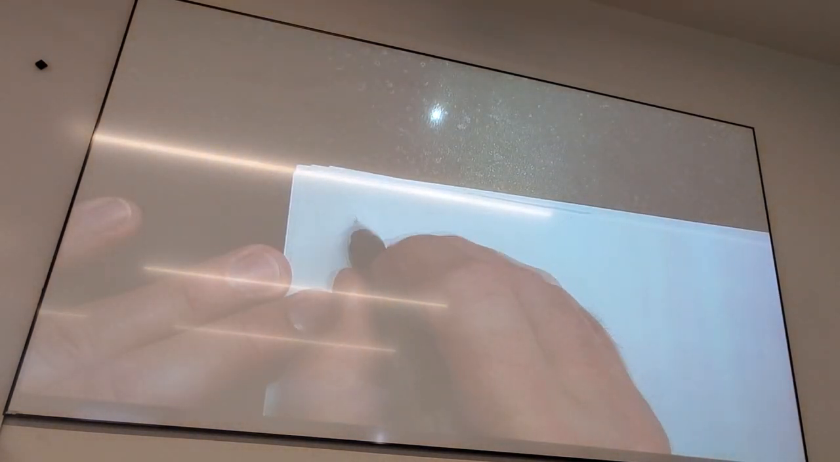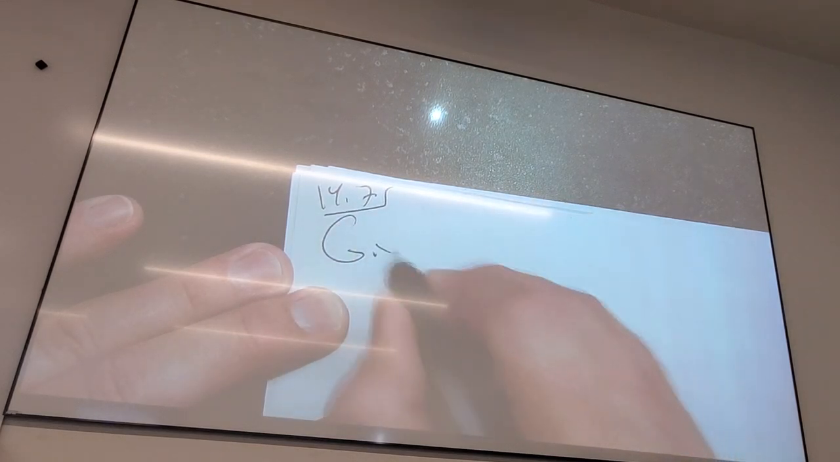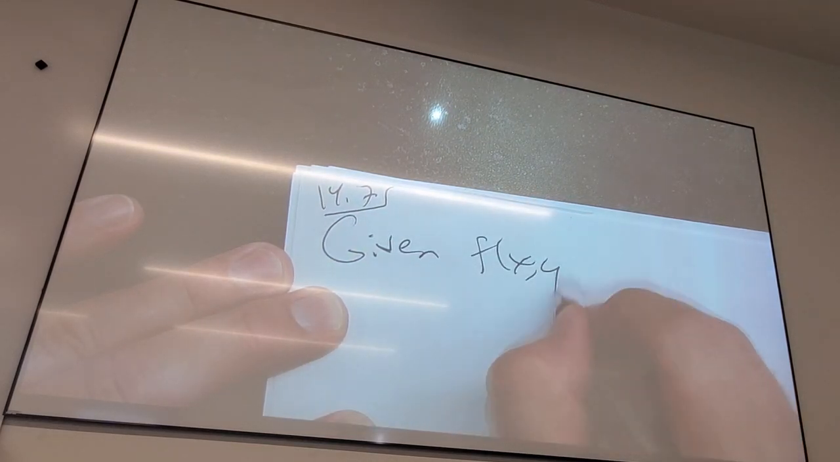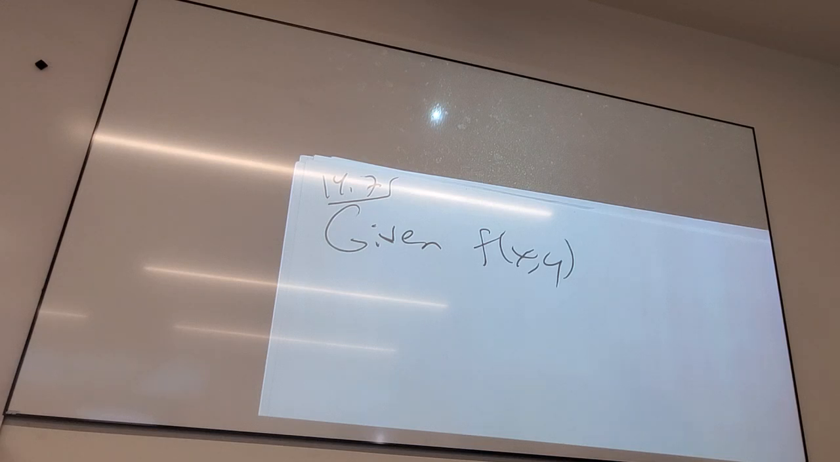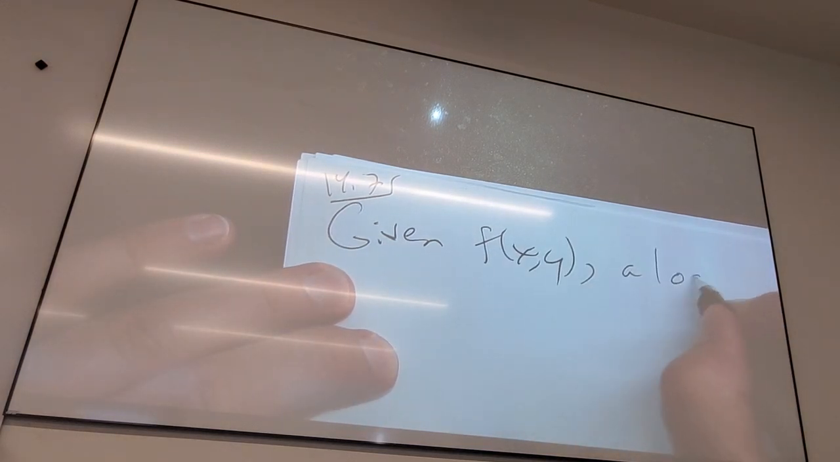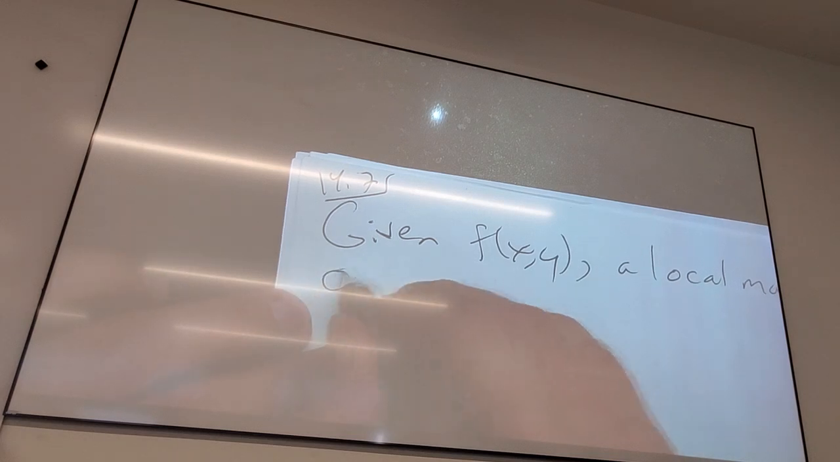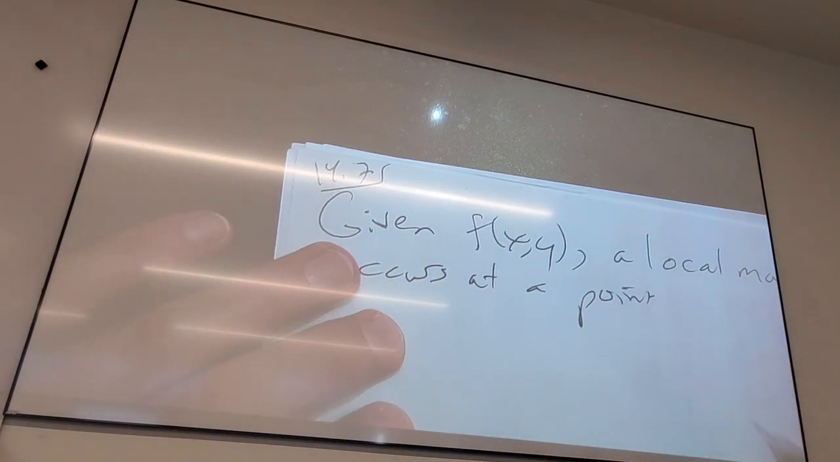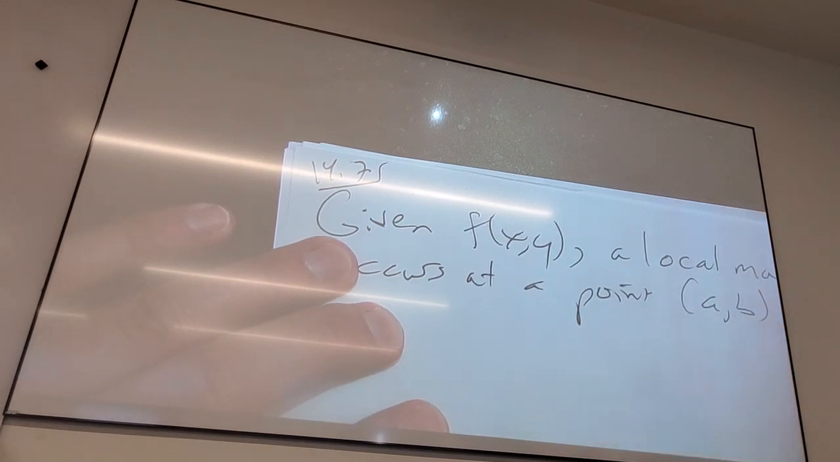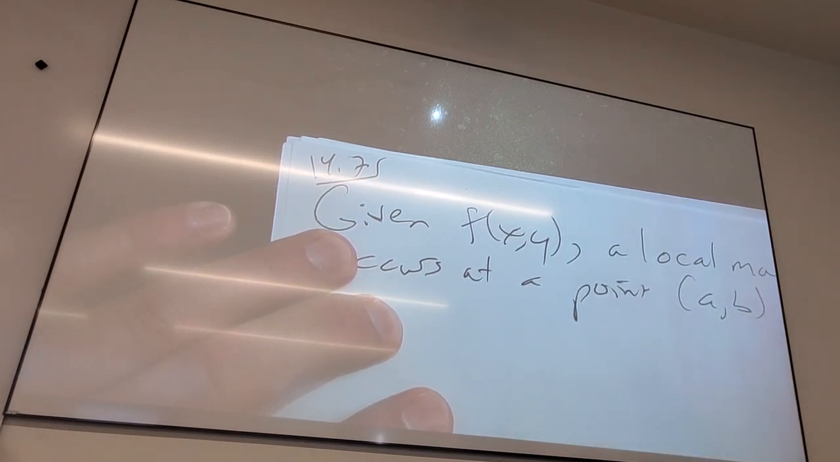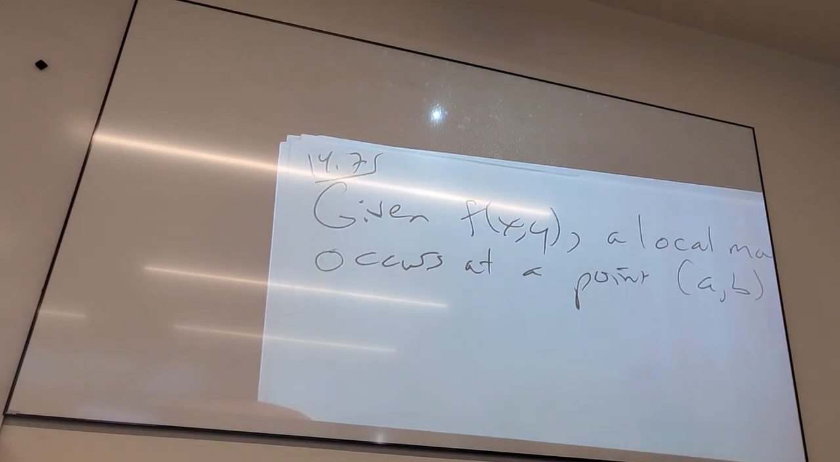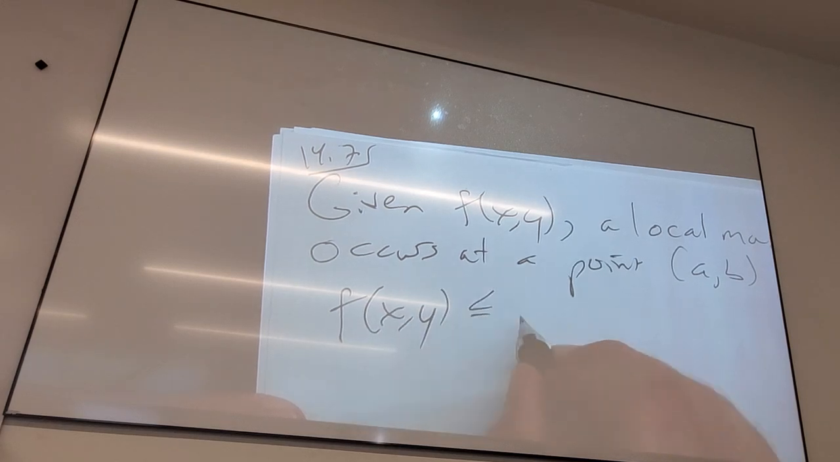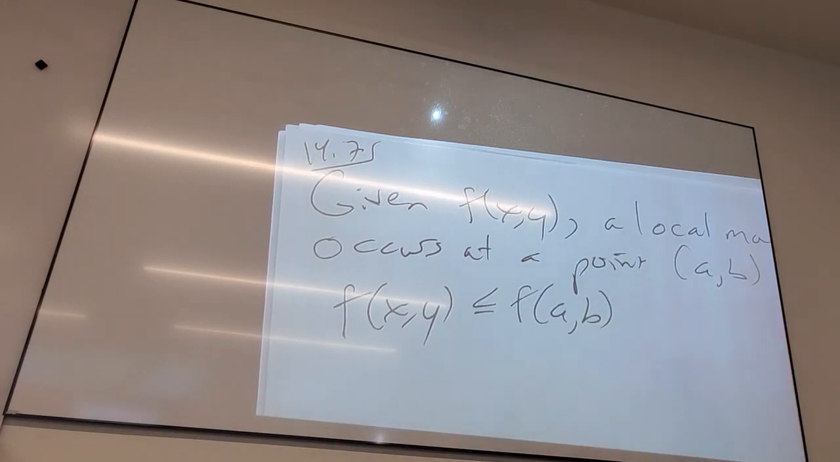Good idea, Jeff. So if I'm given, this is 14.7, by the way, a function f of x, y, we say that a local max occurs at a point (a, b) if f of x, y is less than or equal to f of (a, b). Now here's a little symbol, by the way.